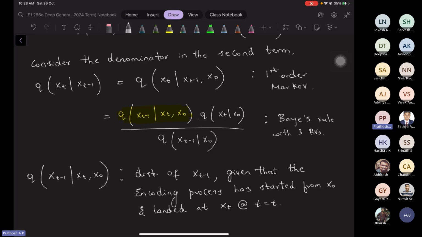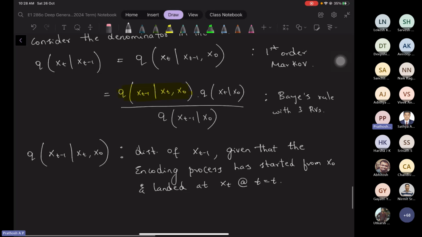Please note that this is not the forward distribution. What is the forward distribution? Forward distribution is q of xt given xt minus 1. So this distribution is that while you are constructing the forward process, what is the distribution of xt minus 1? How does the distribution of xt minus 1 look given that you have started from x naught and landed at xt at t equal to t? Does it make sense? Do you understand what this distribution is?